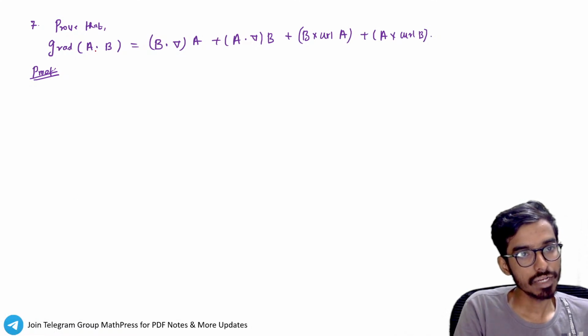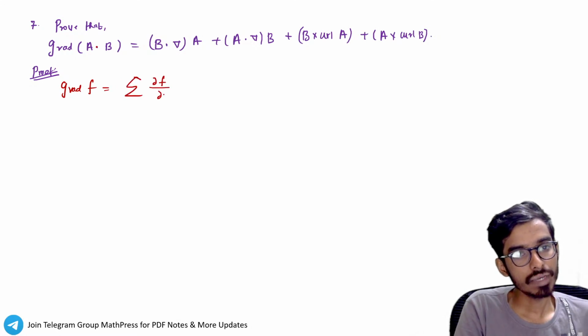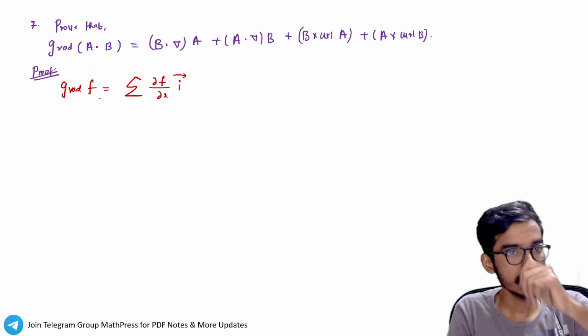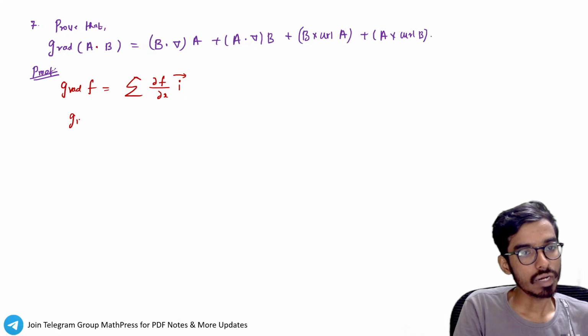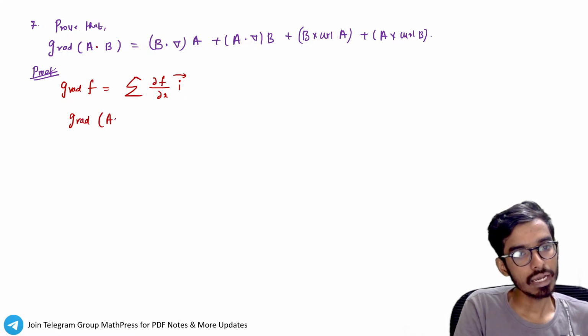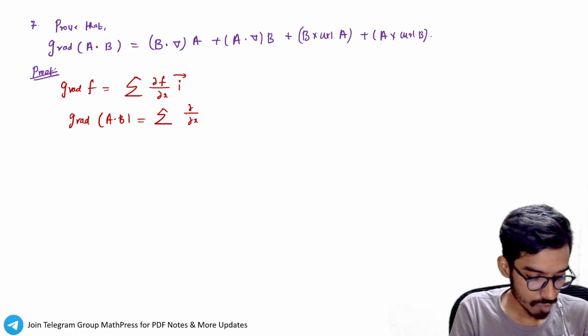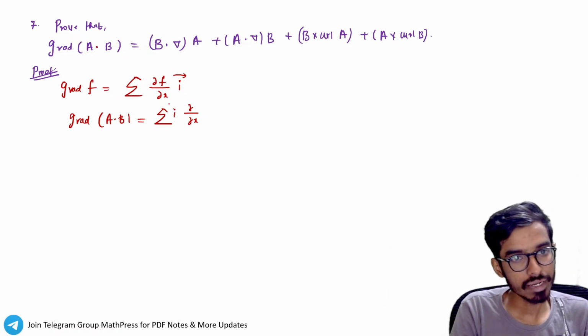So we need to find the gradient. Remember, grad of A dot B, right? Now what about gradient of F? It is summation dou F by dou X into I vector, right? So then you don't put dot or cross here. It is nothing but a gradient. Now what about gradient of A dot B? It is summation dou by dou X of, instead of F, I'm going to put I vector into A dot B.